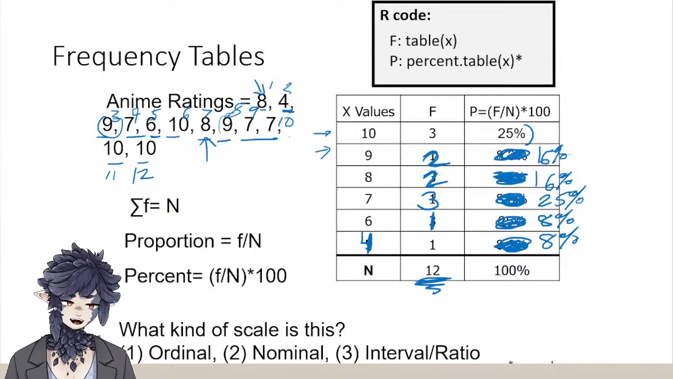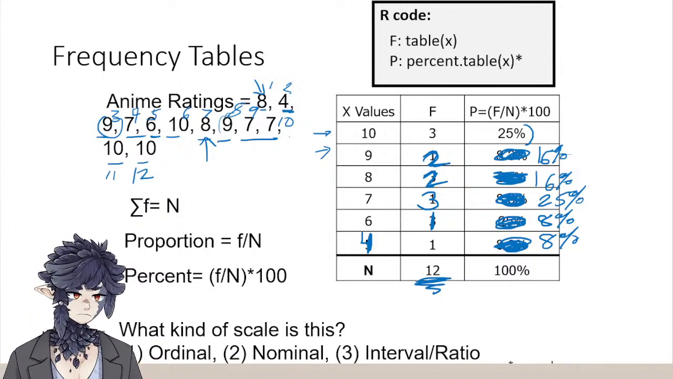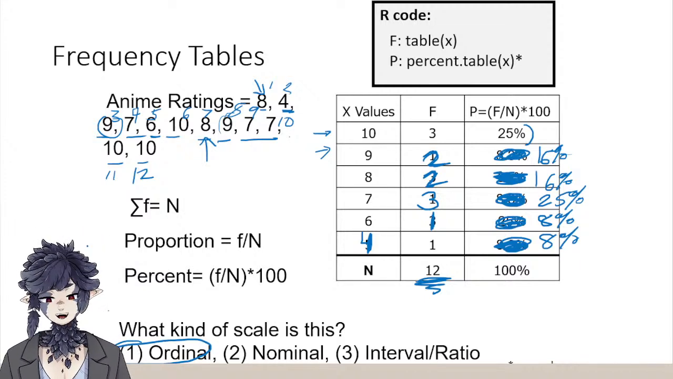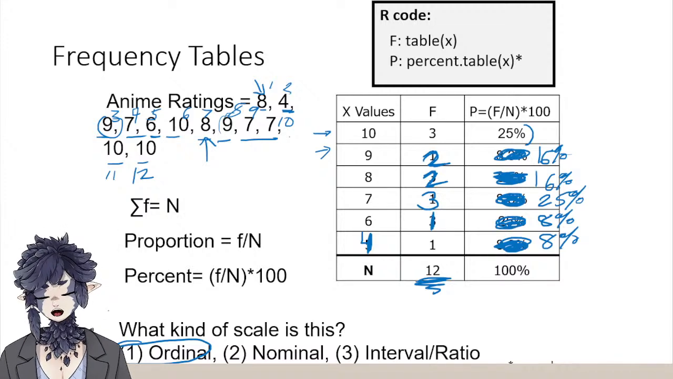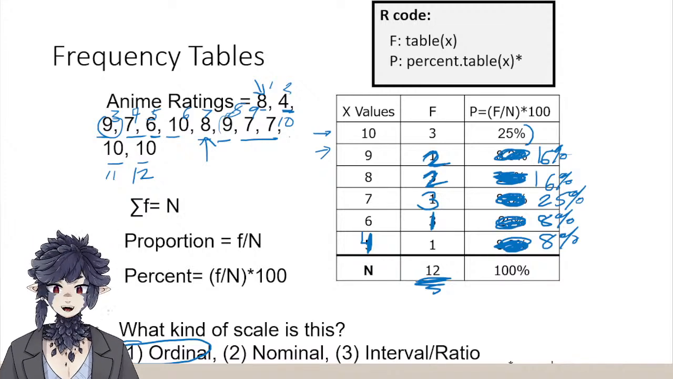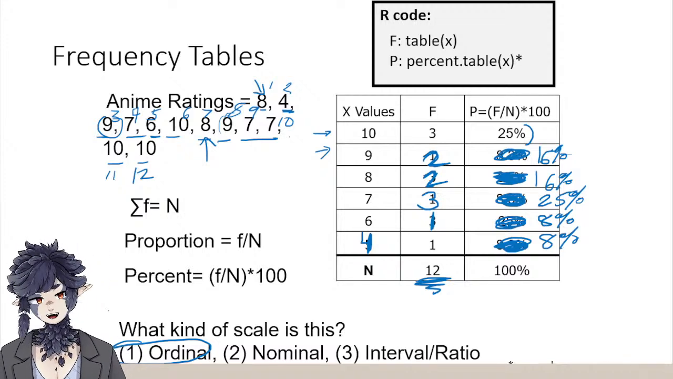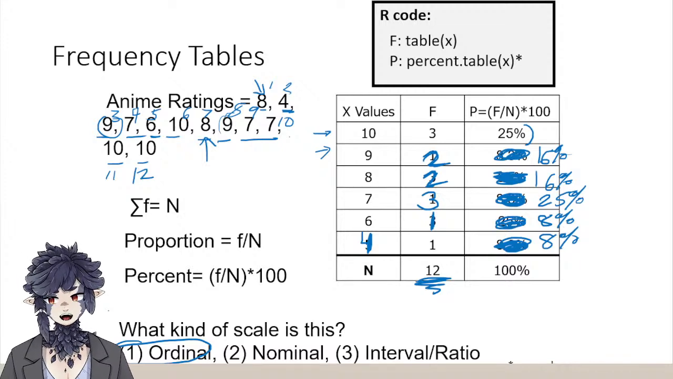This is an ordinal scale. So an anime that is a 10 out of 10 is obviously the highest rated anime, or one of the highest rated anime on this list, and an anime that's a 4 out of 10 was probably pretty bad. So some of these numbers are inherently higher than others. There is an inherent order to this: 1, then 2, then 3, then 4. You can place it in an inherent order.